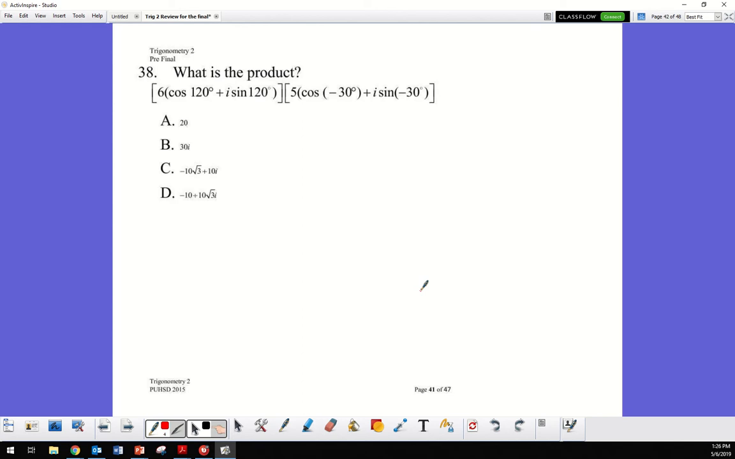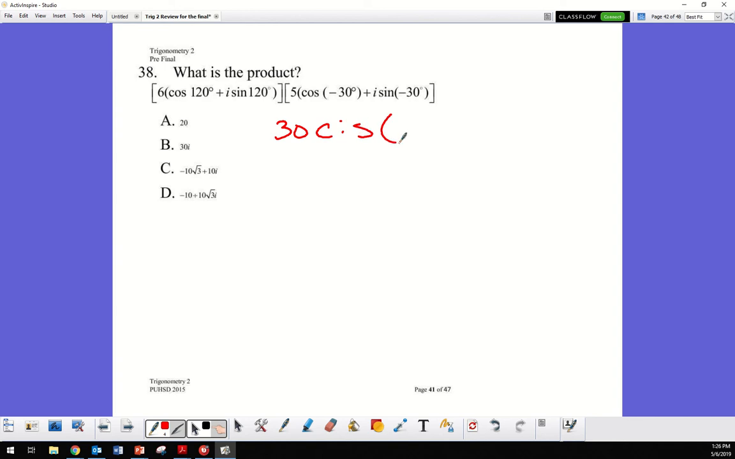Now you can hit normal, enter. There you go. See? All right, so let's see. 6 times 5 is 30.